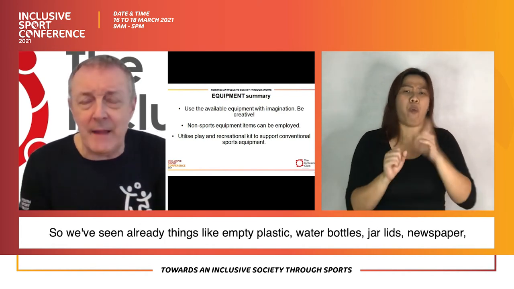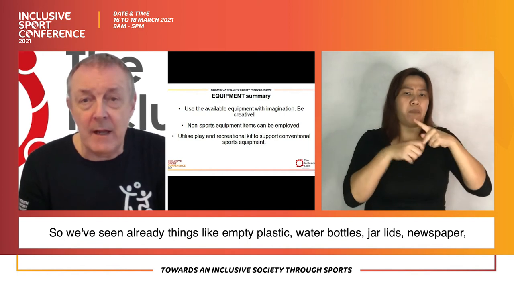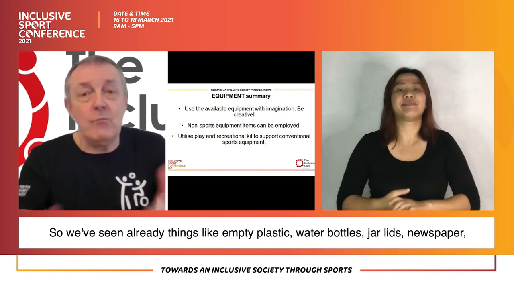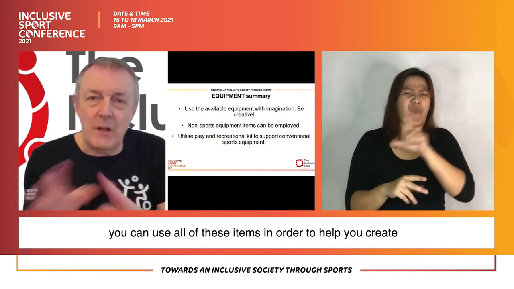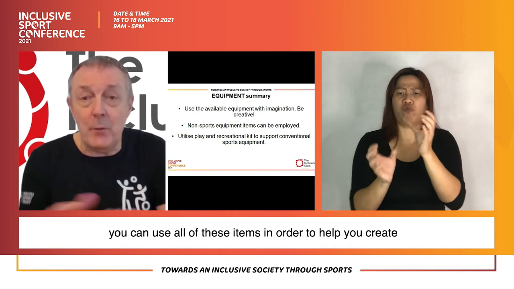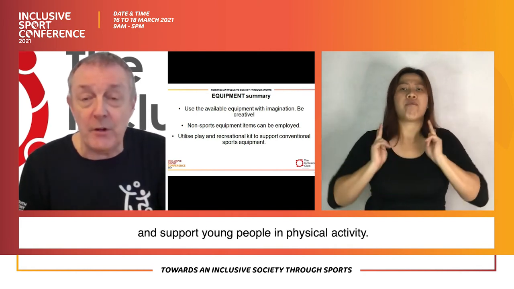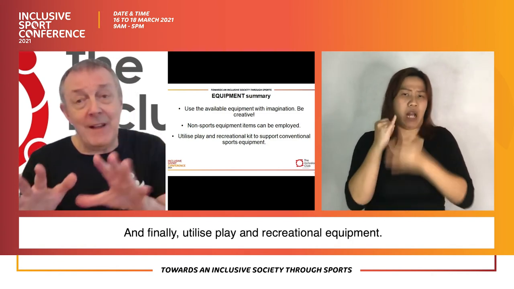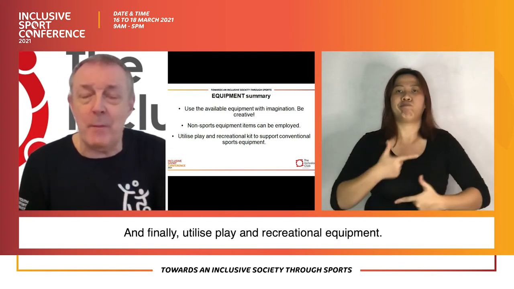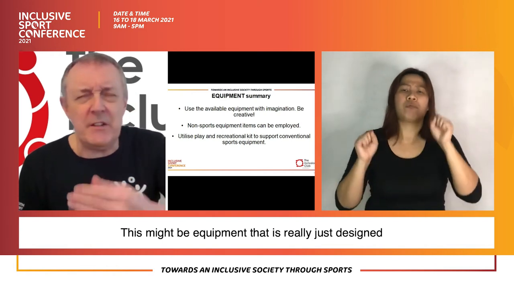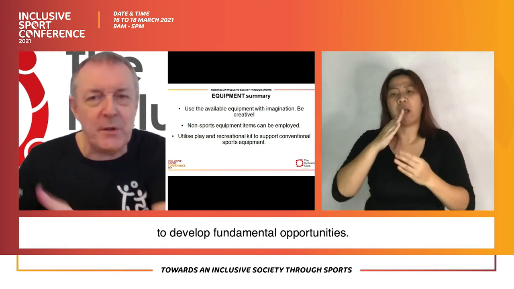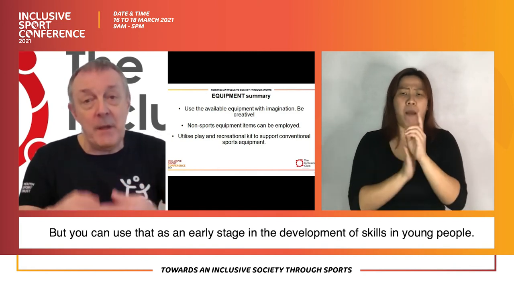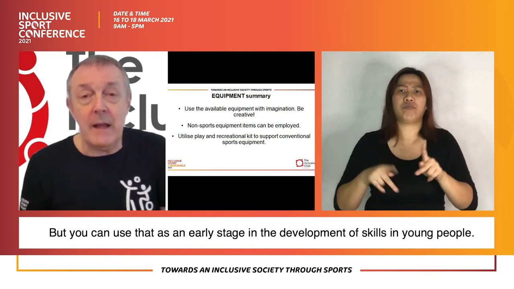So we've seen already things like empty plastic water bottles, jar lids, newspaper. You can use all of these items in order to help you create and support young people in physical activity. And finally, utilize play and recreational equipment. This might be equipment that is really just designed to develop fun opportunities. But you can use that as an early stage in the development of skills in young people.